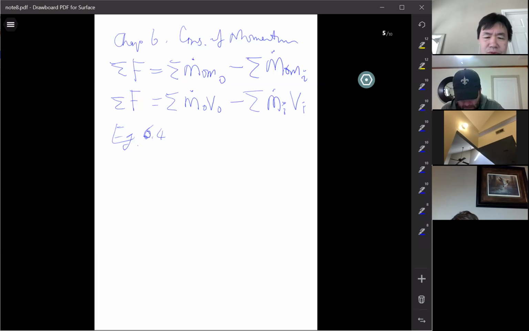So it's a nozzle. Nozzle, actually, it's a contraction.